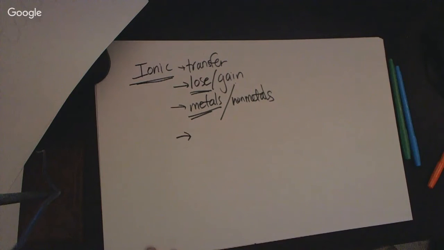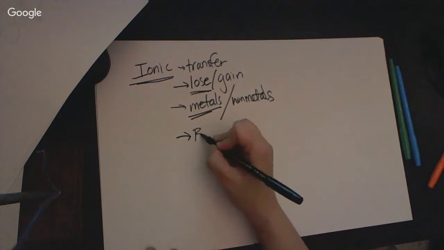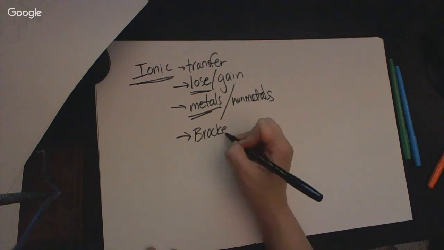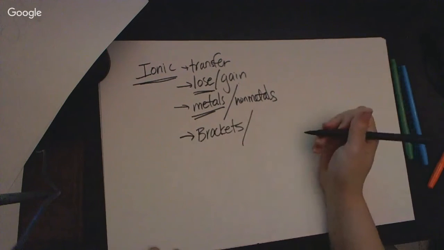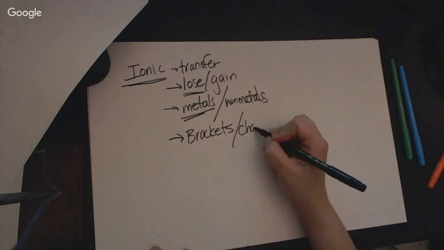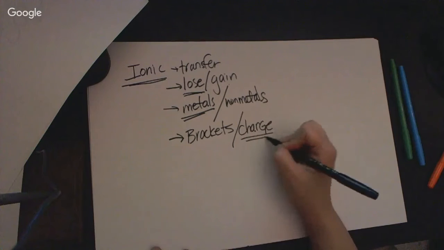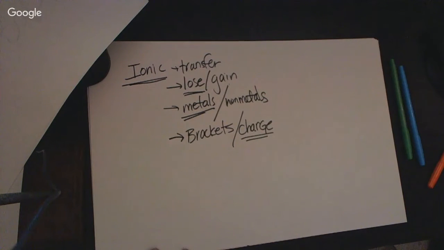Now, the next thing you need to be aware of here is that when you draw an ionic compound, you need to put your brackets in, because a bracket means you change the valence, and you need to put a charge in to tell you how the valence has changed.